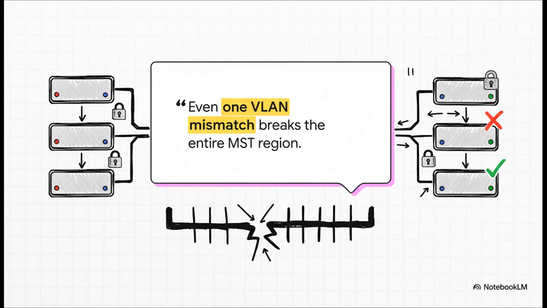So what's the golden rule of MST? It's simple. Consistency is everything. It's non-negotiable. The region name, the revision number, and that VLAN to instance mapping table have to be identical, character for character, on every single switch in that region. Even one tiny mistake breaks the whole thing.